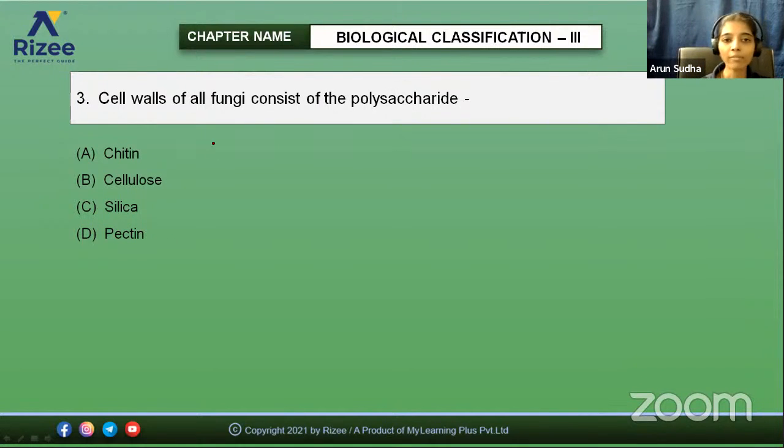Cell walls of all fungi consist of the polysaccharide. I think it's an easy question for you. Yes, option A. Chitin. Chitin is the main characteristic feature of the fungal cell wall.